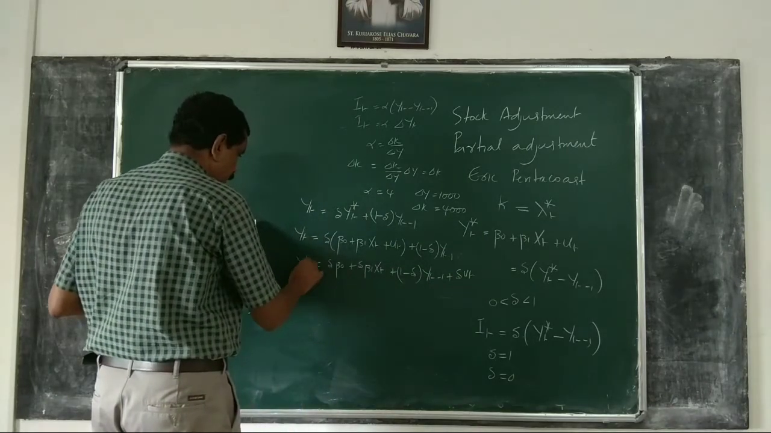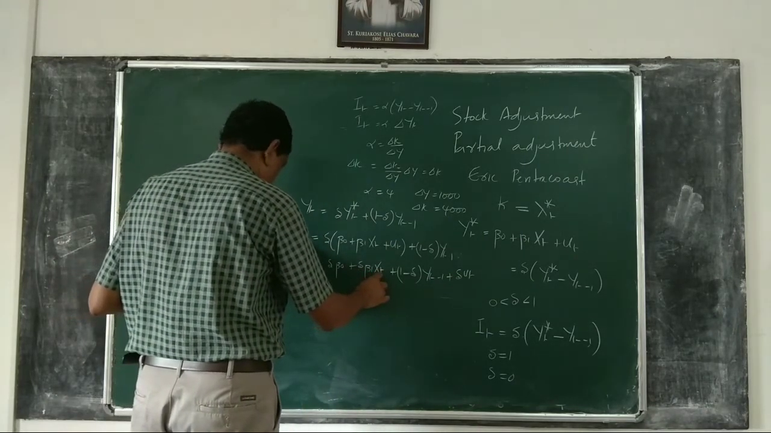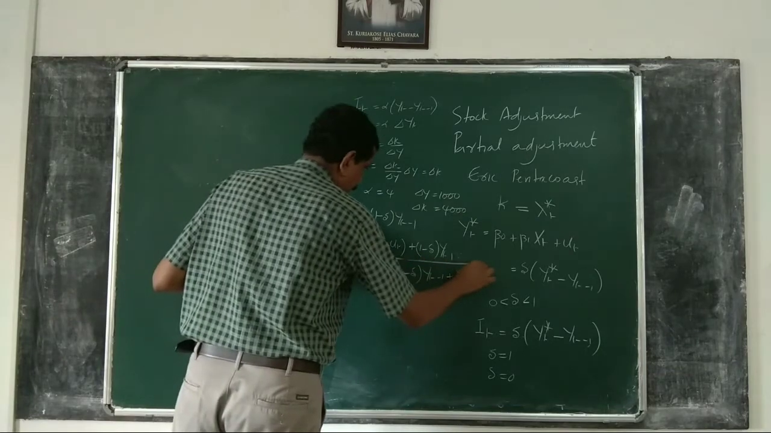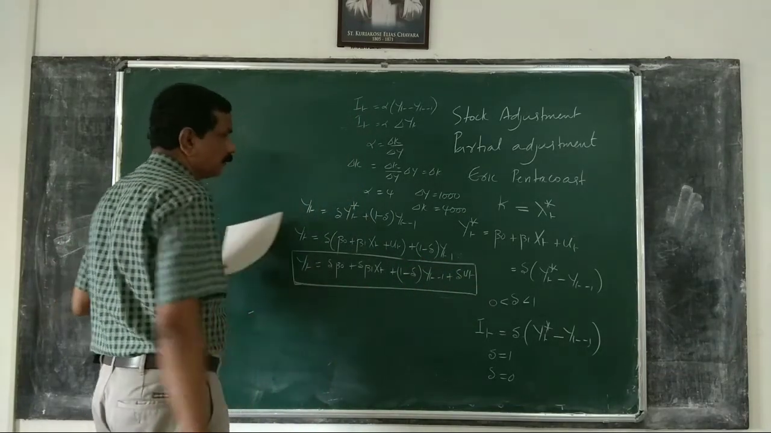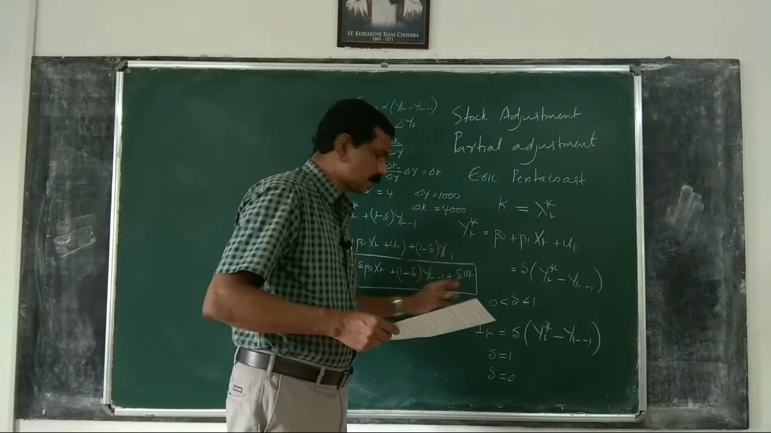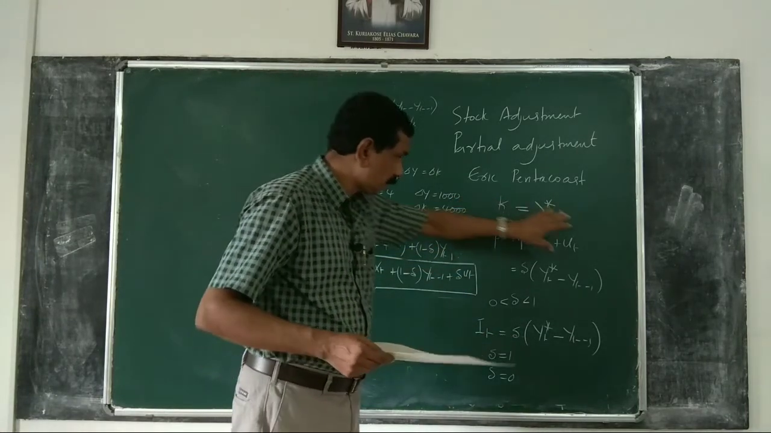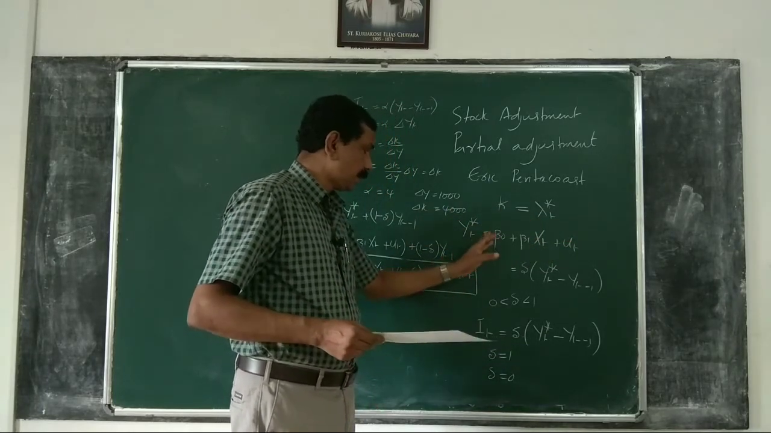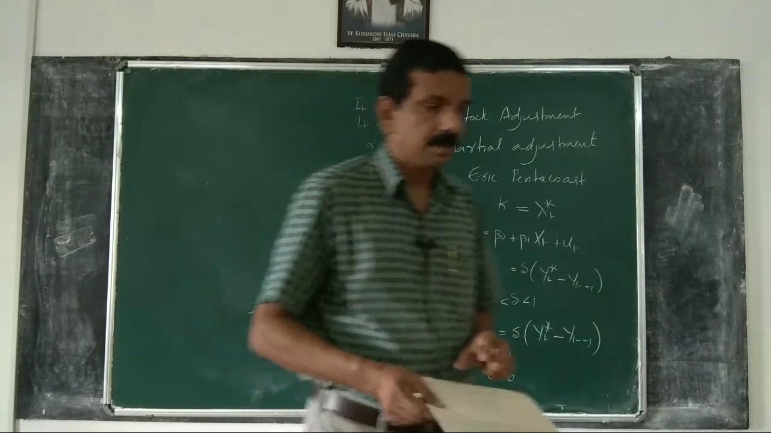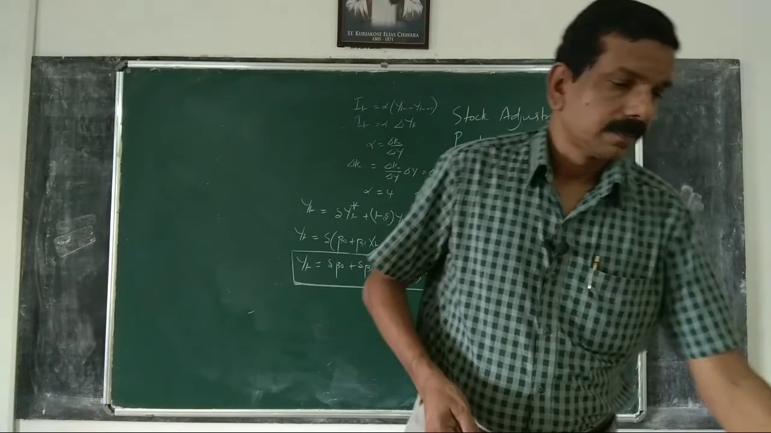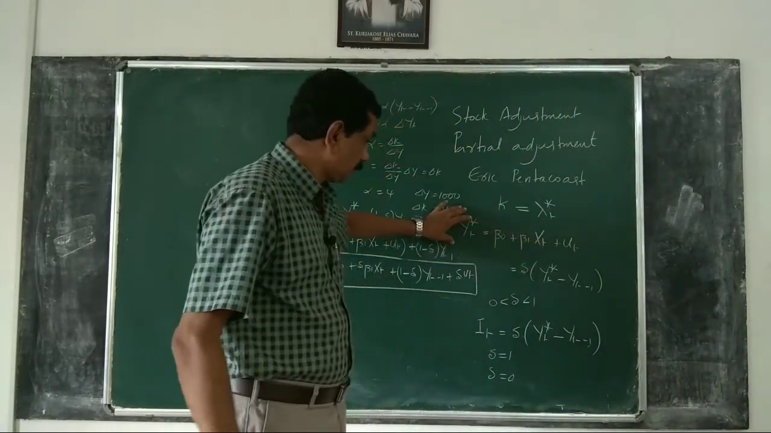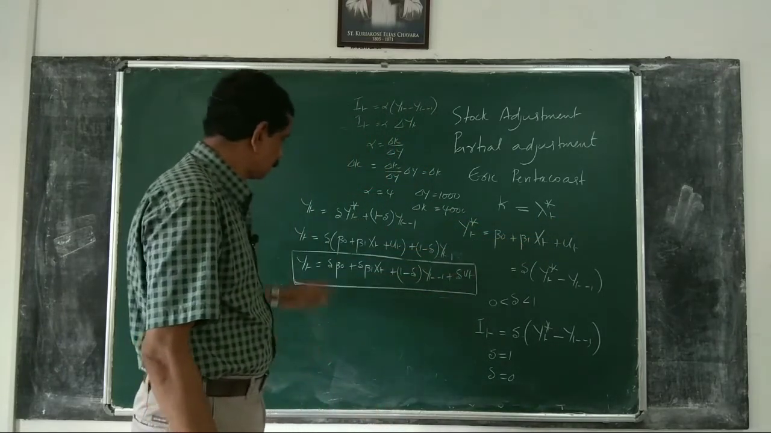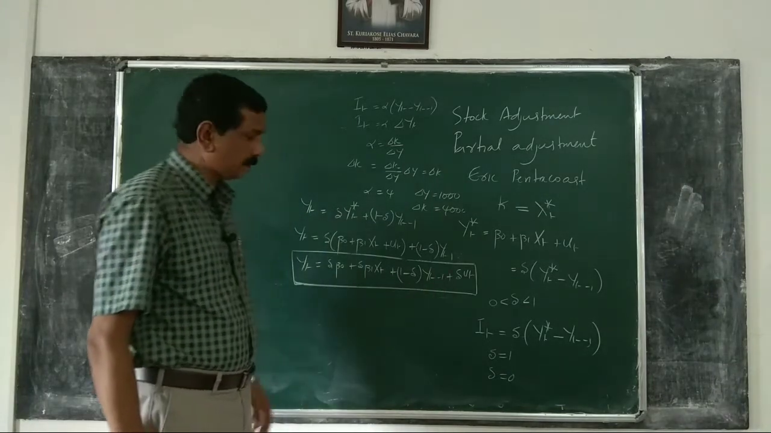Delta beta 0 plus delta beta 1 xt plus 1 minus delta yt minus 1 plus delta ut. And this model is known as the partial adjustment model. Now compare this with this. If this is the long run or desired demand for capital stock, this is the short run. Our aim is to obtain estimates of beta 0 and beta 1. Our aim is to estimate this long run demand for capital stock. But what we do is, we estimate the short run demand for capital stock.